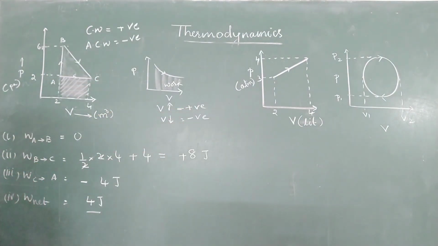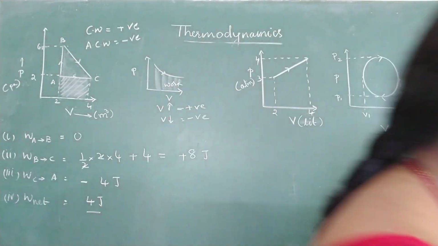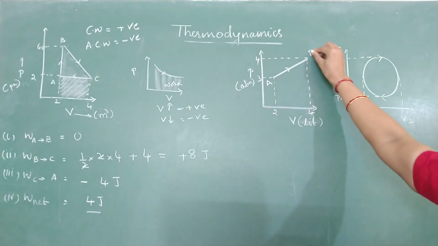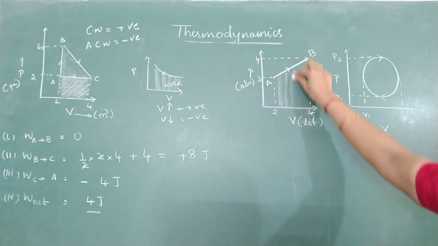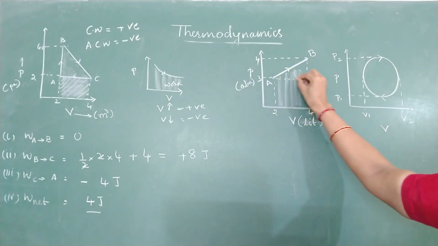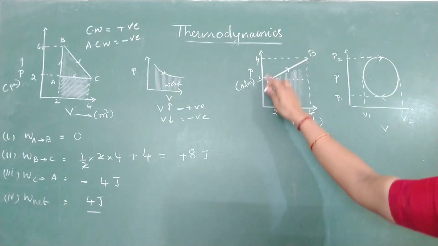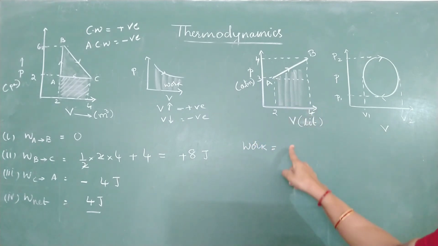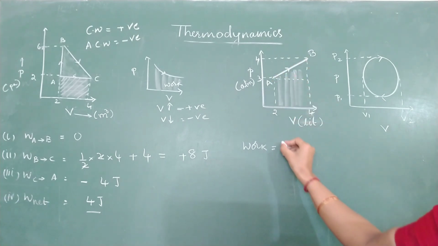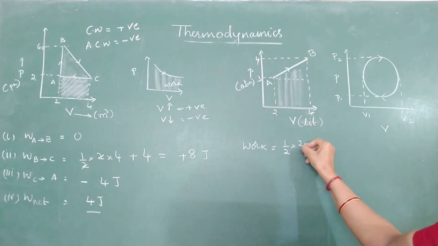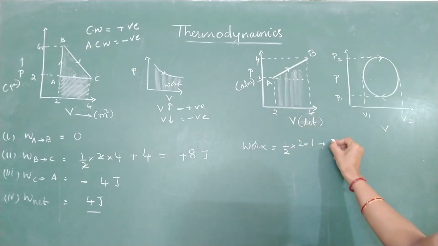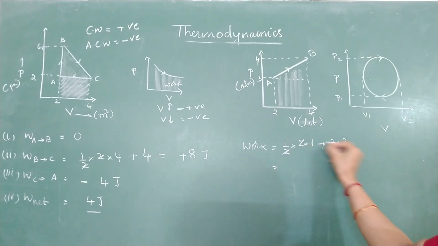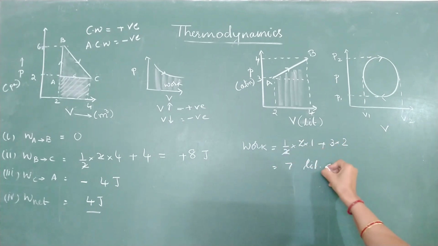Look at the second example. Okay, here I have taken volume in liters and pressure in Pascal. So I need work done from A to B. Is it the area enclosed? Calculate the enclosed area. Area of triangle plus area of rectangle. What should be work done equal to? First calculate the value, then we will convert the units. Area of triangle, half into base into height, plus area of this rectangle, 3 into 2, 6 plus 1, 7 liter atmosphere.